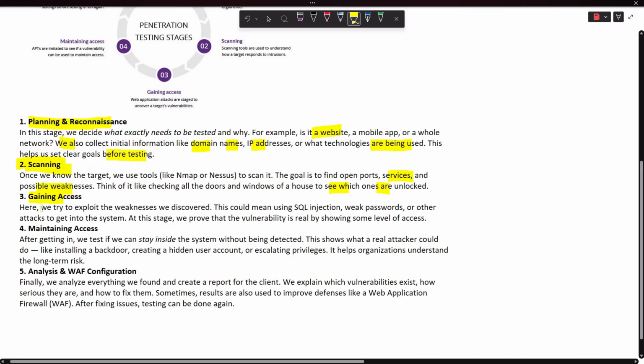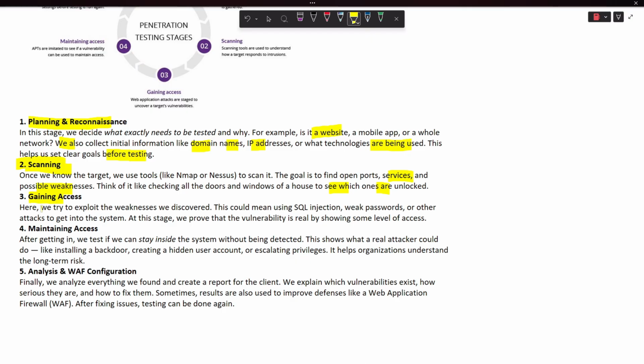What we do in gaining access is try to use those weaknesses, the vulnerabilities that we discovered during the scanning phase, and then we try to exploit them in order to gain our initial access. This could mean using SQL injection, a weak password, or other attacks to get into the system. At this stage, we prove that the vulnerability is real, showing some level of access.